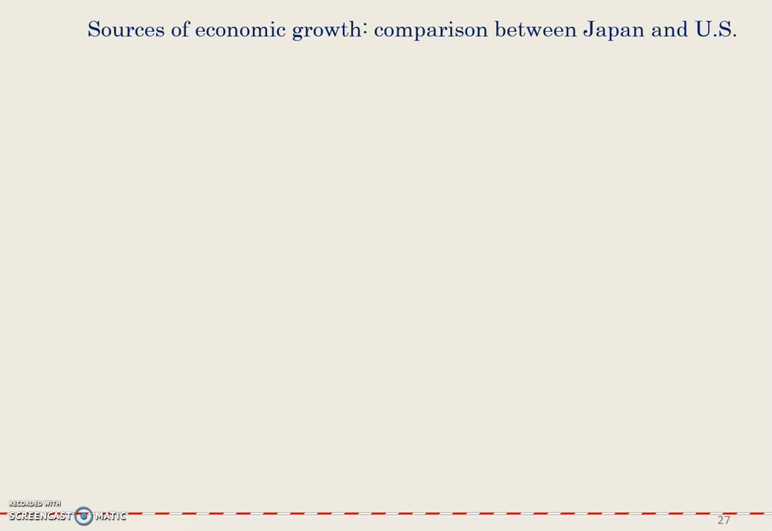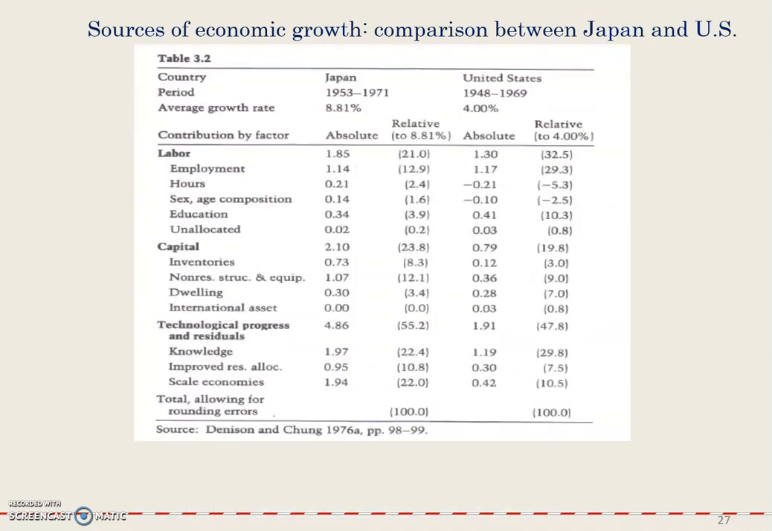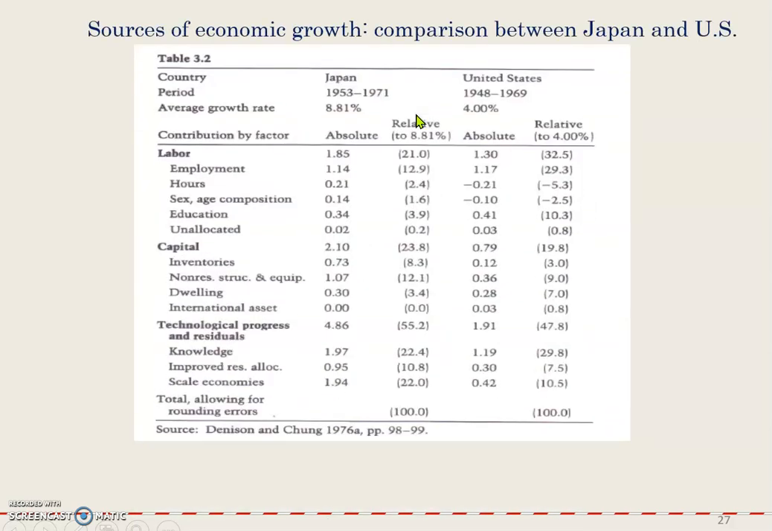The second one, we're going to make a comparison between Japan and the U.S. Okay, and on this one, when we look at Japan, we specifically look at from 53 to 71, because that's the high growth period. And when we look at the U.S., we look at from 1984 to 69. Again, that's the high growth period for the U.S. So for Japan, during that period, the average growth rate per year is 8.81%, versus 4% in the United States.